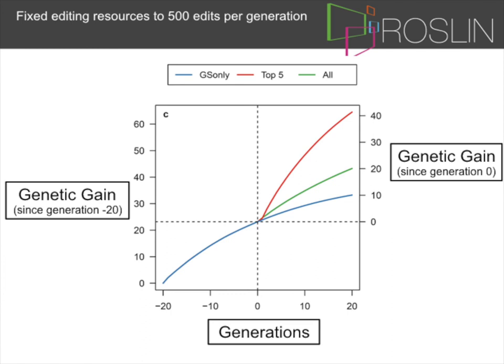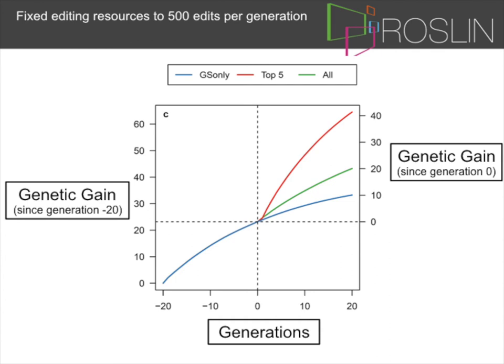And I can distribute those edits across all of the individuals, all of the sires, so all of the contributing males in my population, or I could focus them and just put them across the top 5 individuals. So this would be 25 sires each with 20 edits. This would be 5 sires each with 100 edits. And by focusing my resources on a subset of the animals, I get this massive increase in genetic gain. So instead of having it double, I'm now getting 4 times more gain.